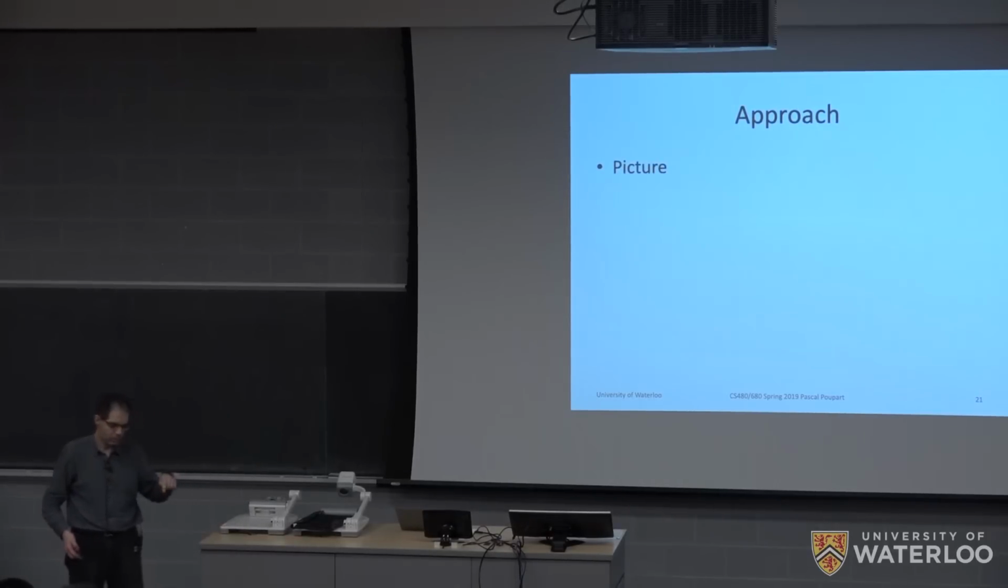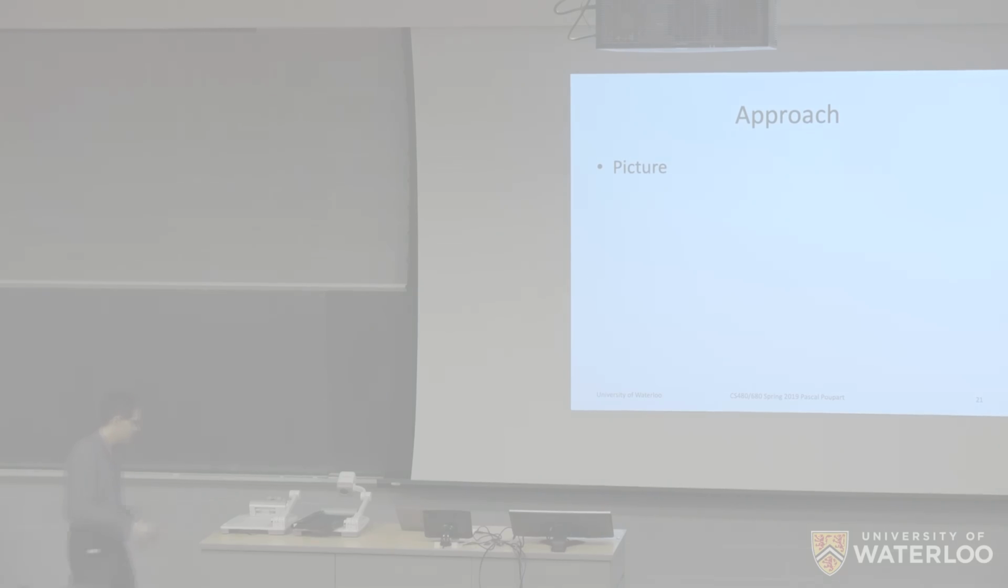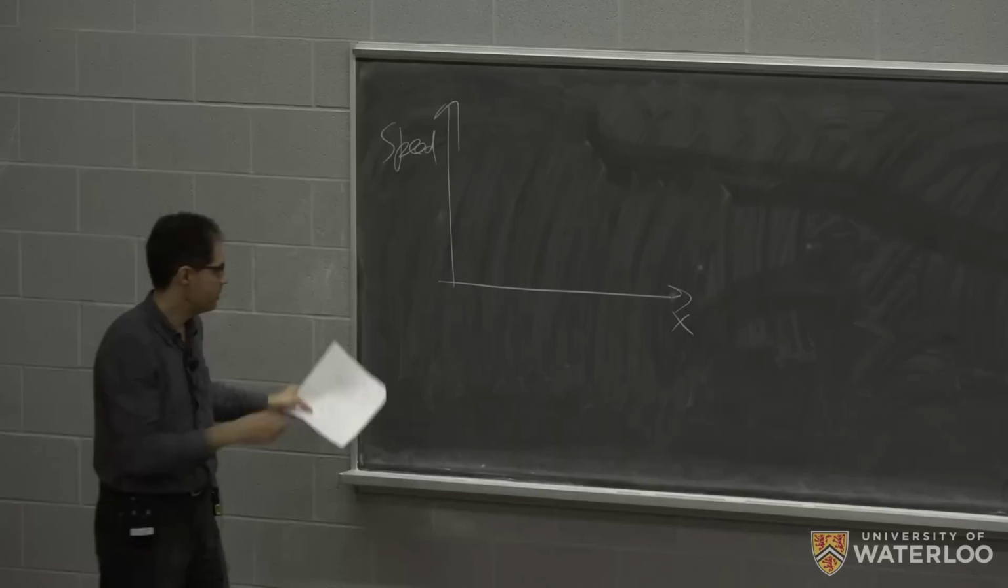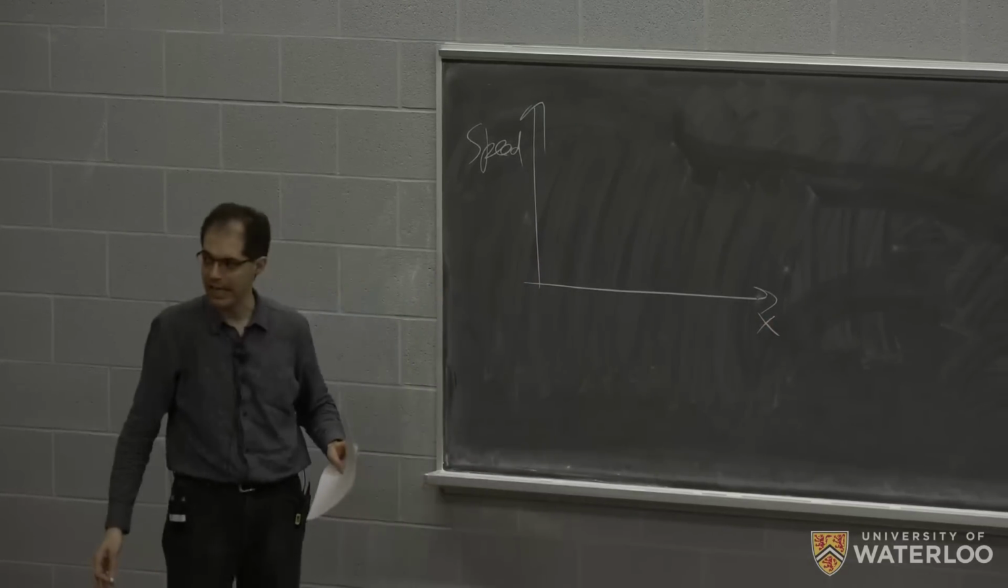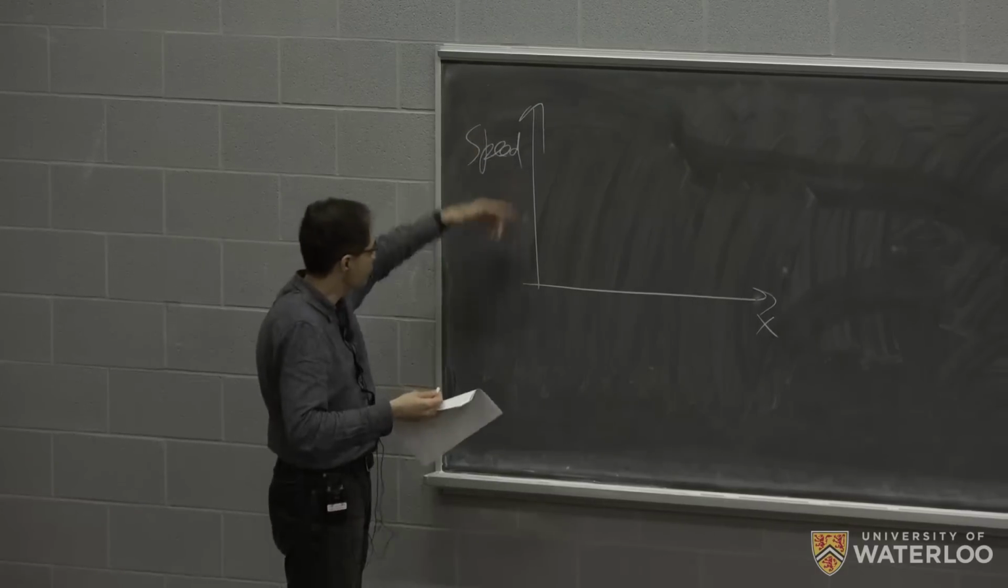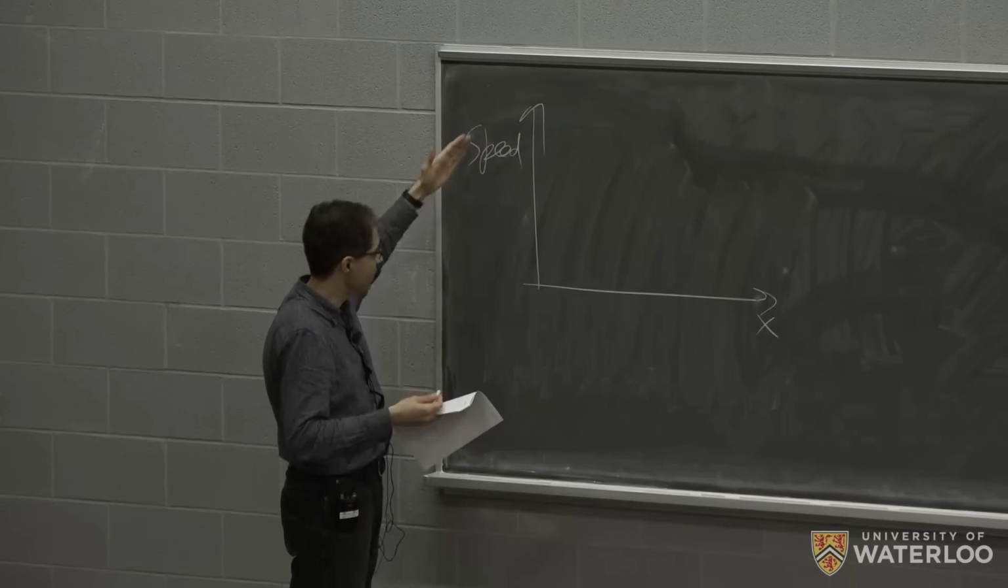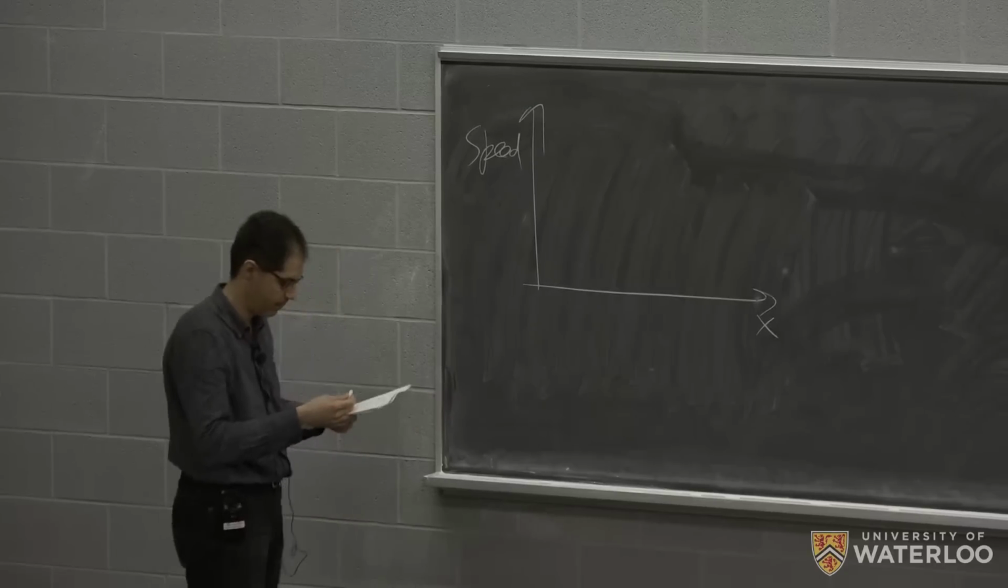Okay, so let me draw a picture to illustrate how we can use a Gaussian process now to learn this function, and more than that, learn it in a way that will allow us to find out quickly what is the maximum of that function. In other words, the setting of the parameters that maximizes the speed. Okay, so you see, we've got possible settings of the parameters that correspond to the x-axis. And then there's the speed for each setting that corresponds to the y-axis.